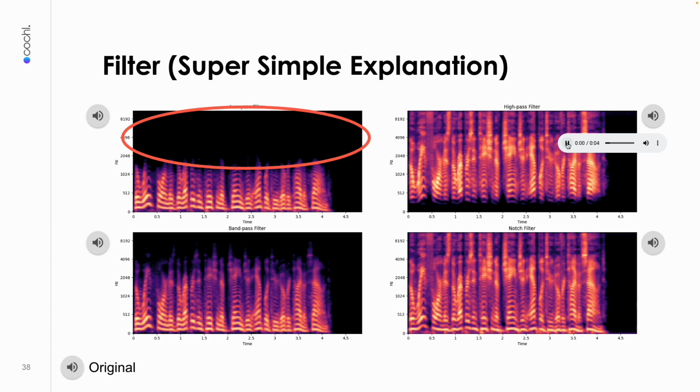Conversely, when a high-pass filter is applied, only the high-frequency sound is left, so the sound sounds somewhat lighter.